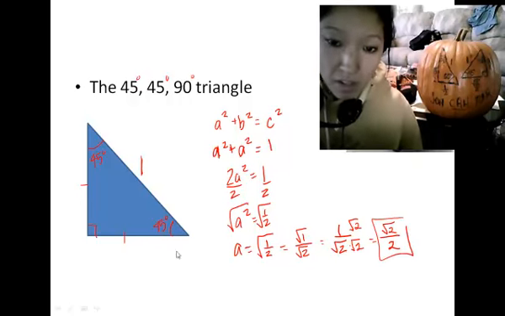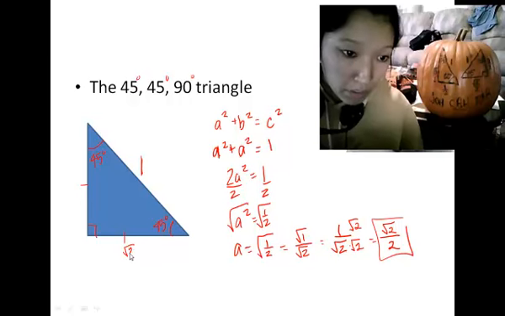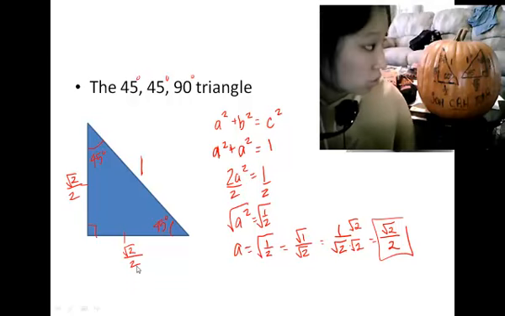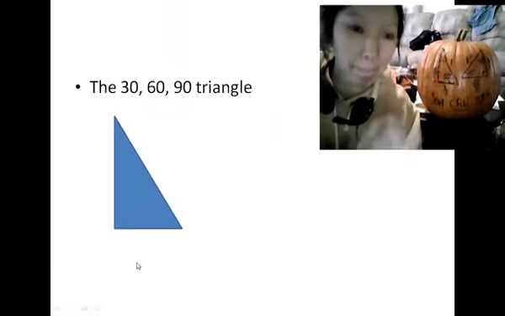There we have it. So the thing that you need to know is when you have a special 45, 45, 90 triangle, the side lengths are going to be 1 for the hypotenuse, and the square root of 2 over 2 for each leg. So here, you can see that very special triangle on my pumpkin, my helpful pumpkin.